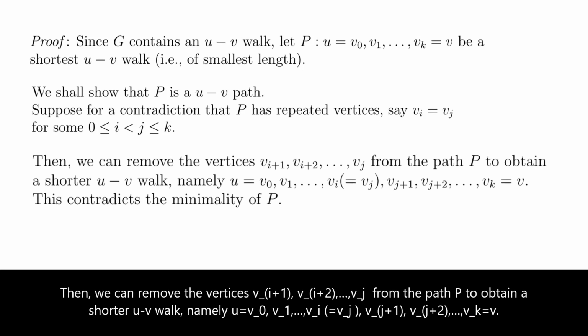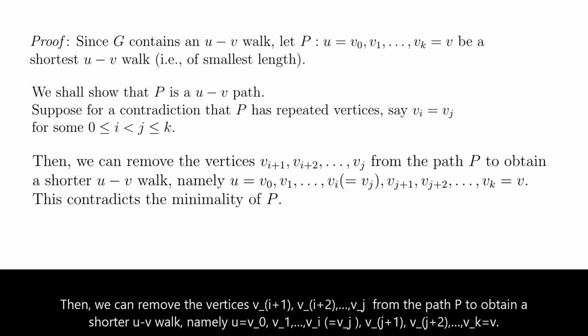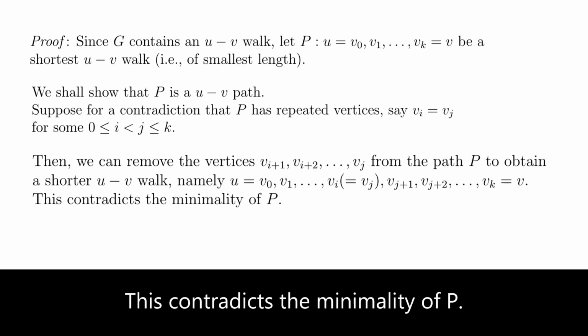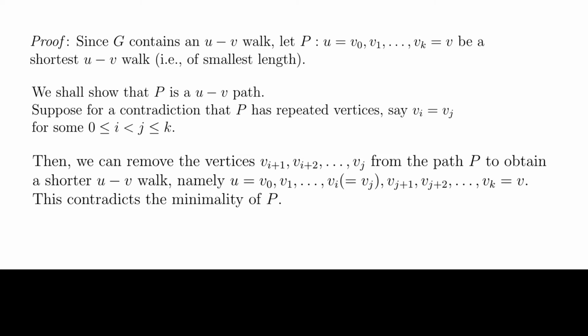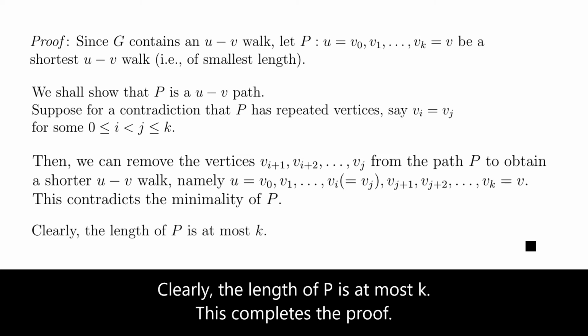Then we can remove the vertices v_(i+1), v_(i+2) all the way to v_j from the path P to obtain a shorter u-v walk, namely u equals v_0, v_1, all the way to v_i, which is equal to v_j, and continues with v_(j+1), v_(j+2), all the way to v_k, which is equal to v. This contradicts the minimality of P. Clearly, the length of P is at most k. This completes the proof.